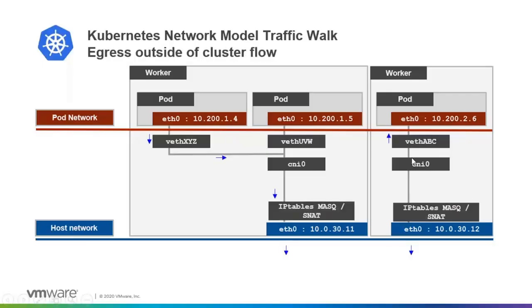If I need to get egress outside of the cluster, the typical approach with something like Flannel or with kubenet out of the box is that there is an iptables masquerade rule, which is also an SNAT rule. And that will ensure that the traffic from the pod is source NATed out as the host network's IP, so 10.0.30.11. And connection tracking will be enabled so that the return flow will be mapped back to the pod appropriately.